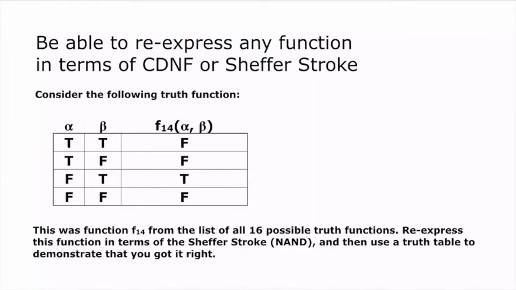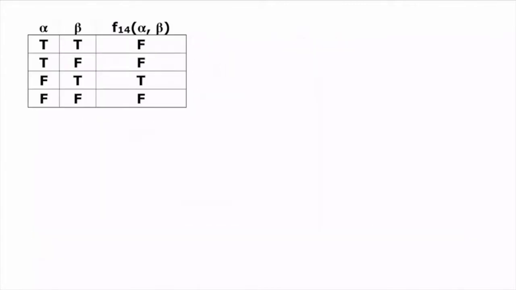Look at F14. This was one of the functions we had. Re-express this in terms of the Sheffer stroke, and then use a truth table to demonstrate that your Sheffer stroke representation is correct. How would you do that? Well, the first step, the easiest way, is to first express it in disjunctive normal form and then translate the disjunctive normal form into Sheffer stroke.